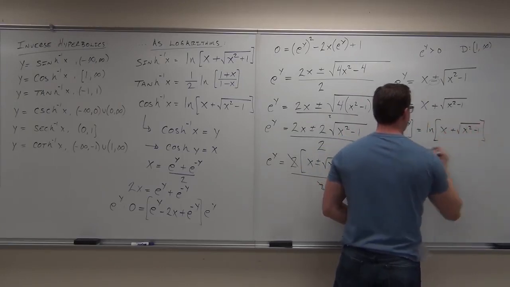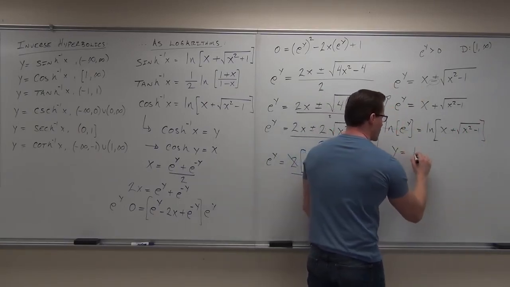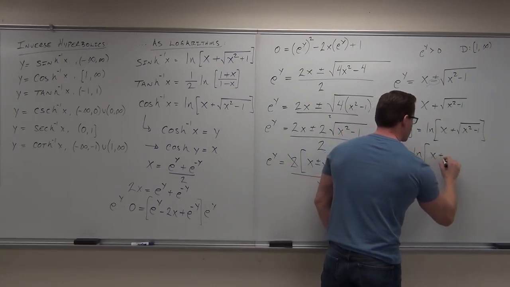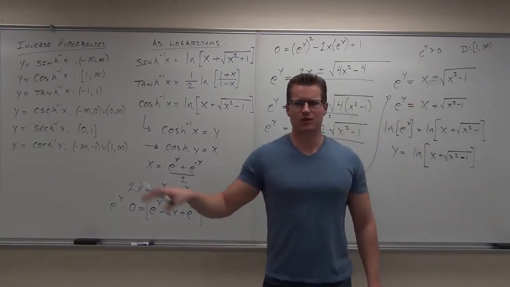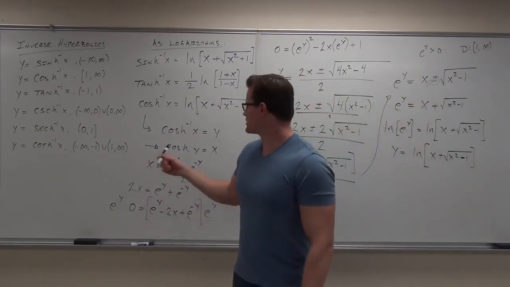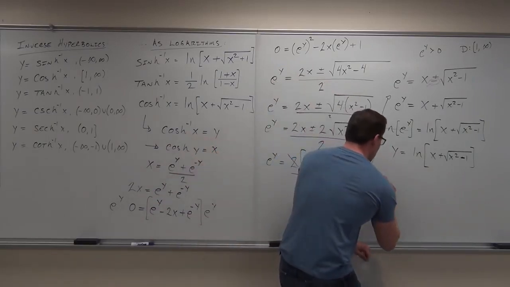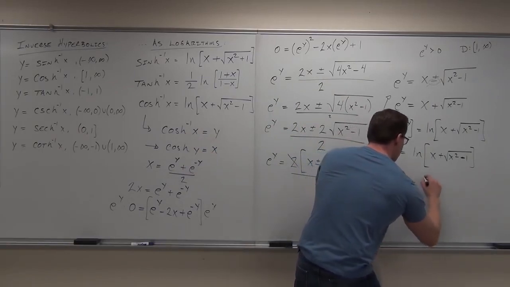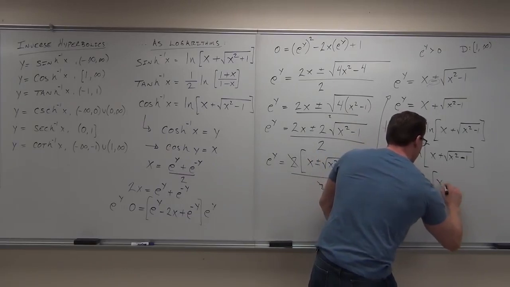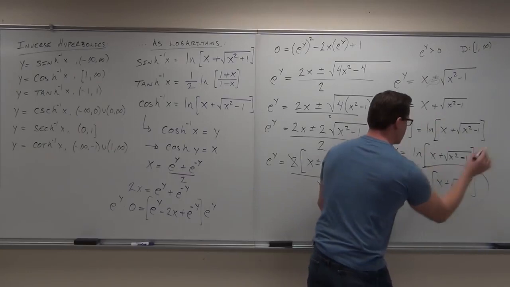Do you see it? That goes away. We get y equals ln x plus square root x squared minus 1. And last, let's look back at what y is, what we defined y as. Y is actually cosh inverse. So, make a little substitution. Cosh inverse of x is now ln x plus square root x squared minus 1. And that is our proof.